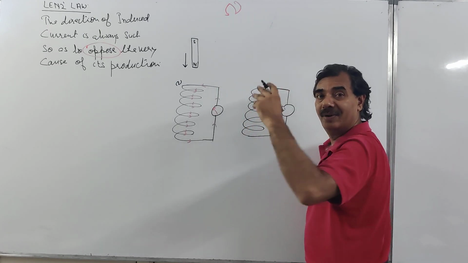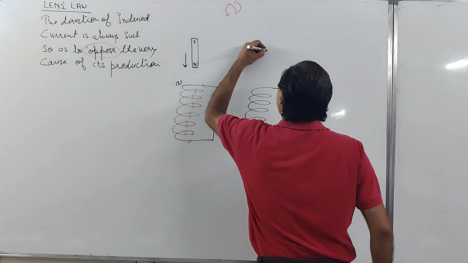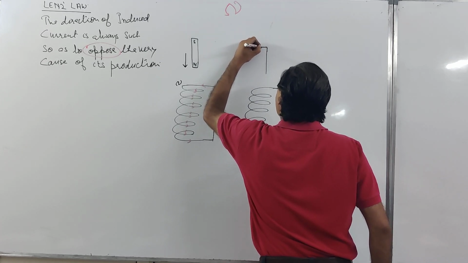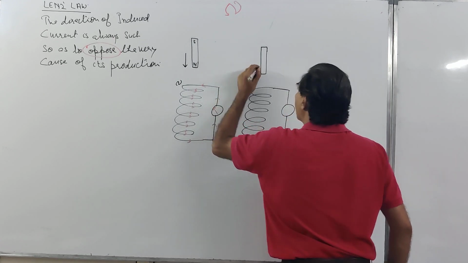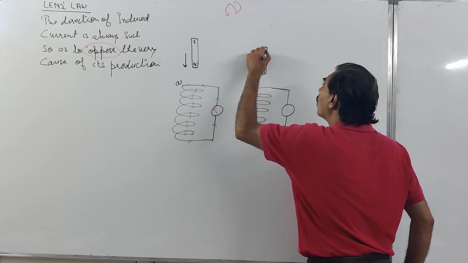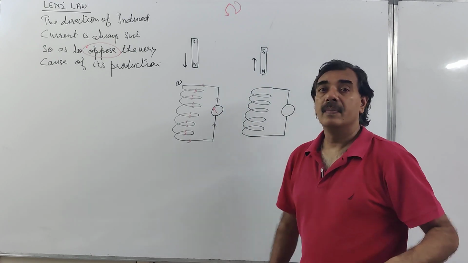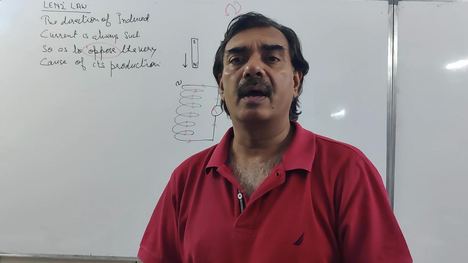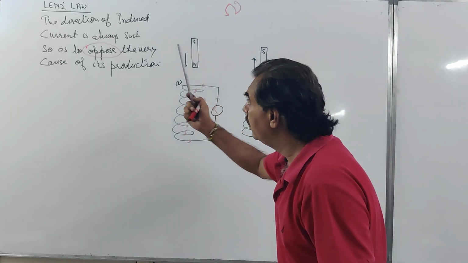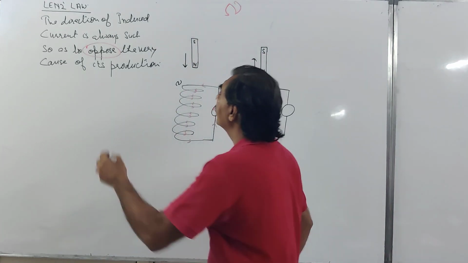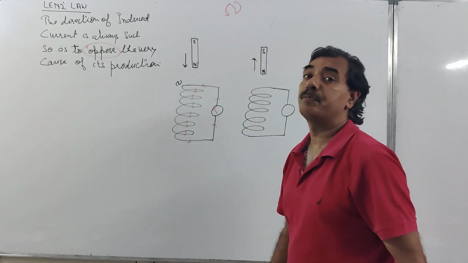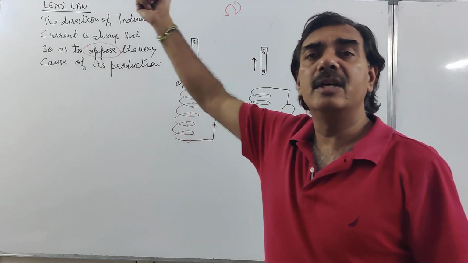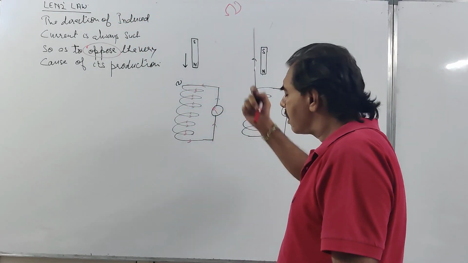Now this is the magnet, and if this magnet is moved away from the coil, we have to stop its moving away, oppose it. The direction of induced current is always such as to oppose the very cause of its production. As this magnet is being moved away from the coil, there is a current induced in it.